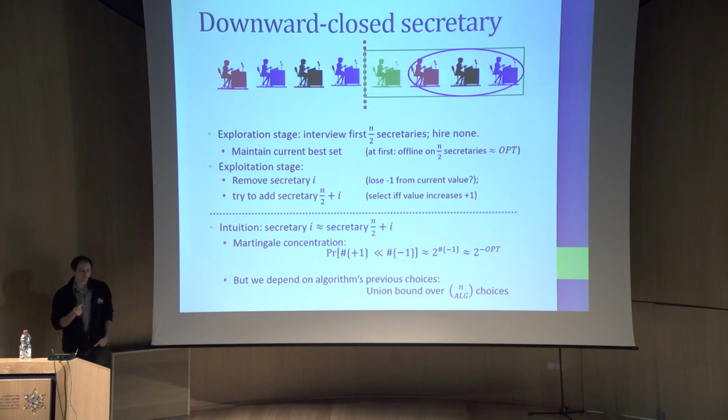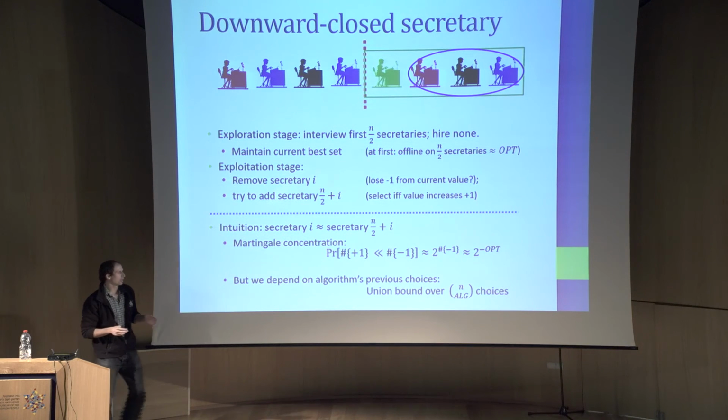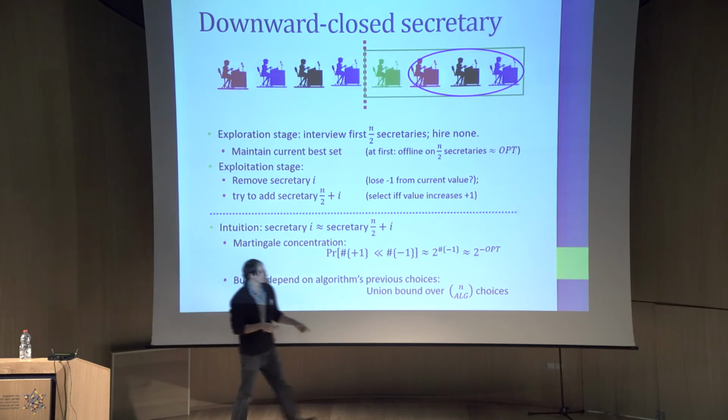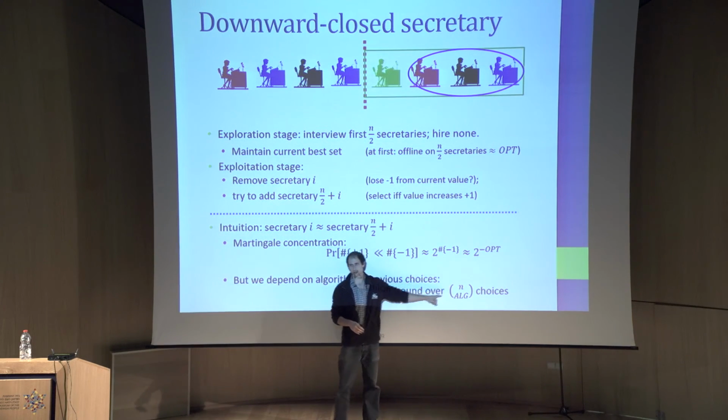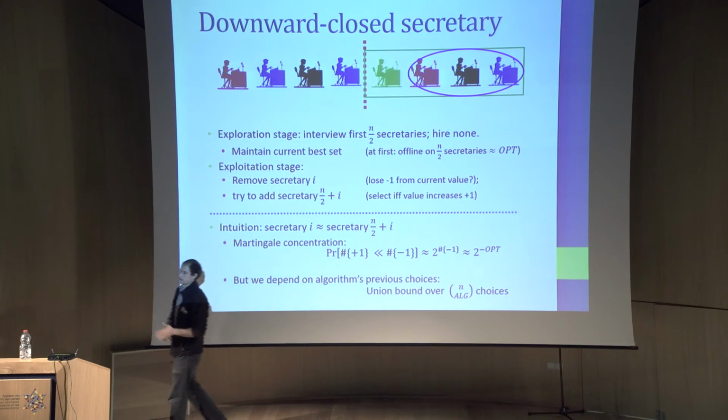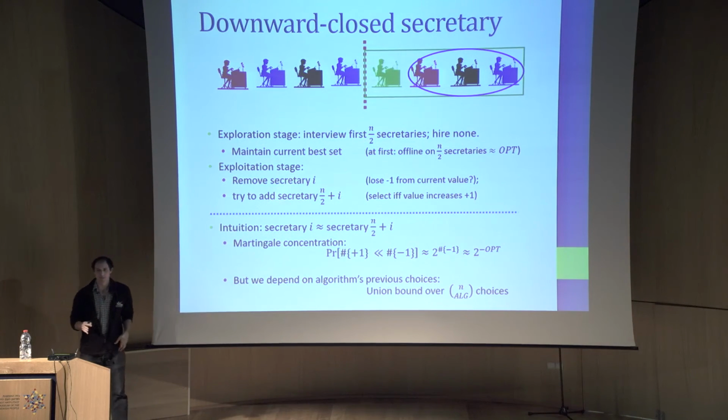But once we already picked some of the secretaries on the right side, the minus 1s and plus 1s are not independent of what we already picked. So we have to condition on what we already picked, and it's a whole mess. But instead of that, you need to do just a union bound over all the choices that your algorithm can possibly make. So if alg is the value of the algorithm, then in total you're making n choose alg choices, and we're just going to take a union bound over all of the choices the algorithm can possibly make. And this gets us back the independence that we need.